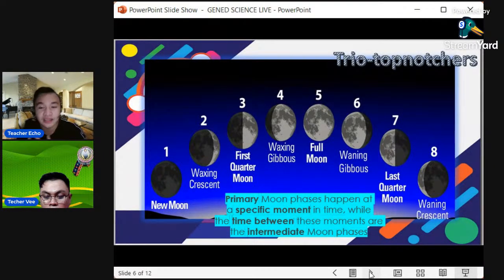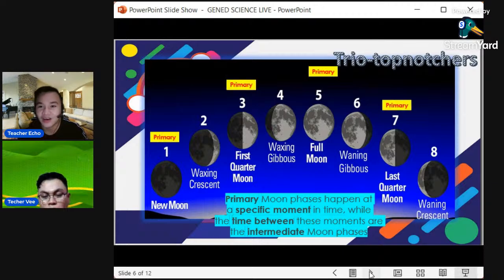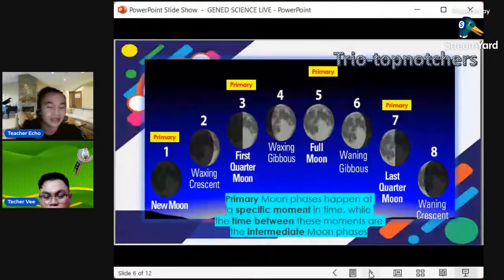Makikita nyo man dito, the primary moon, guys, phases happen at a specific moment in time, while the time between these moments are the intermediate moon phases. Saan dyan ang mga primary moon? At saan dyan ang mga intermediate moon? Malalaman na natin. Ito po yung mga primary moons. Si new moon, si first quarter moon, si full moon, and then last quarter. Sila po yung primary moon that happen at a specific moment in time.